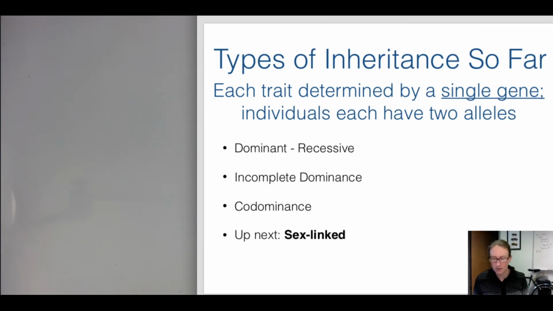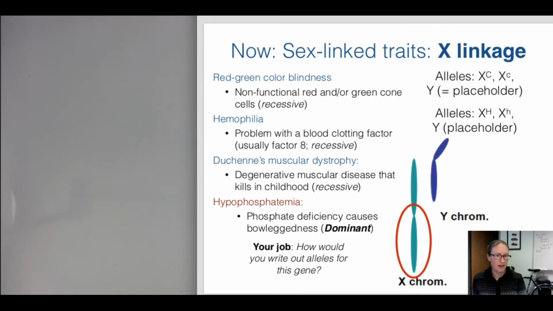Now the next type of inheritance we need to consider is called sex-linked inheritance. So this brings us back to thinking about this XY chromosome pair, right? And first we're going to talk a little bit about traits that are X-linked. These are traits that are found on this region of the X chromosome, which does not overlap with the Y chromosome. So if you are male, and you only have one X chromosome, you're going to be hemizygous for these traits. So they're located on this region of the X chromosome.